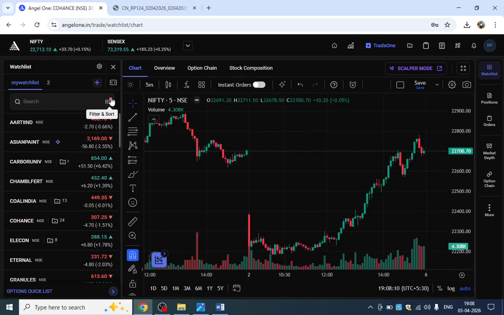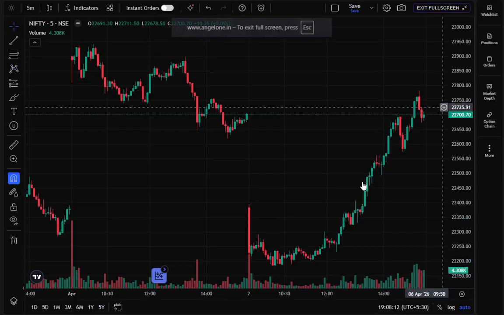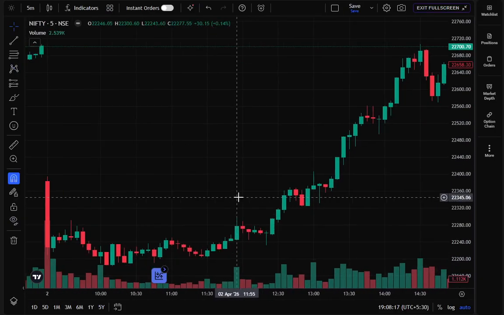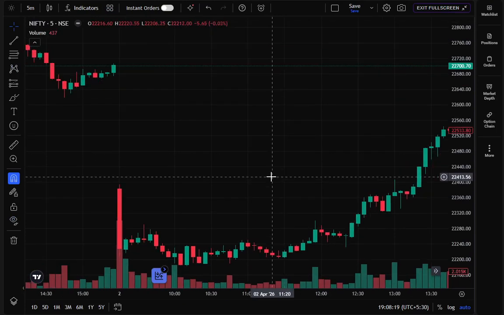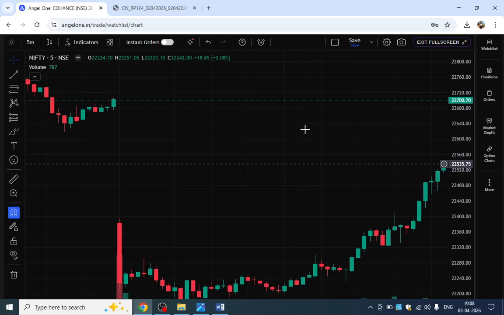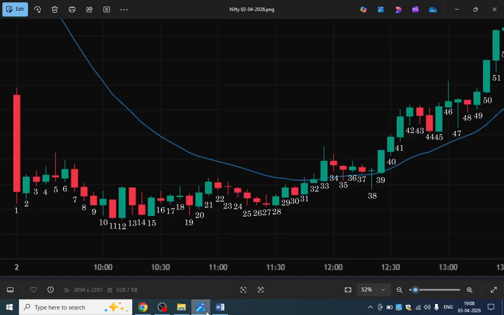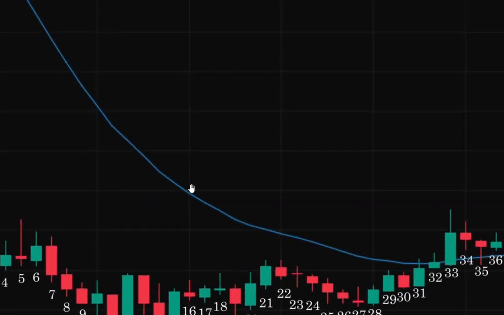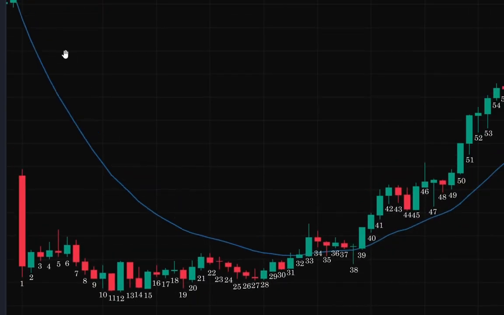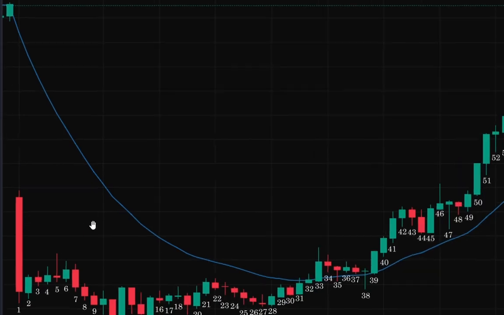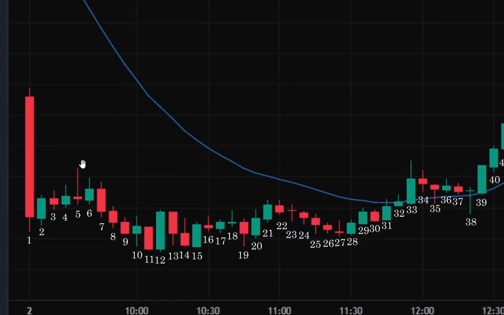Now these are the charts. Today we are going to analyze 2nd April 2026. I have just opened this because I want to let you know that there was a gap down. Now let's try to understand each and every candle. As you can see, the price has broken down.